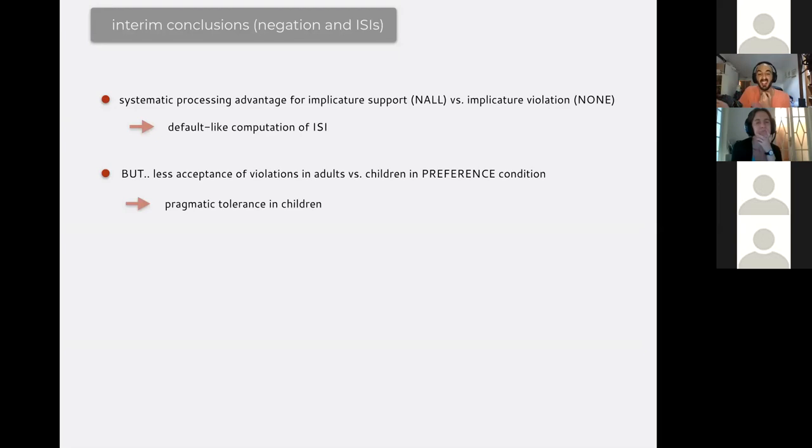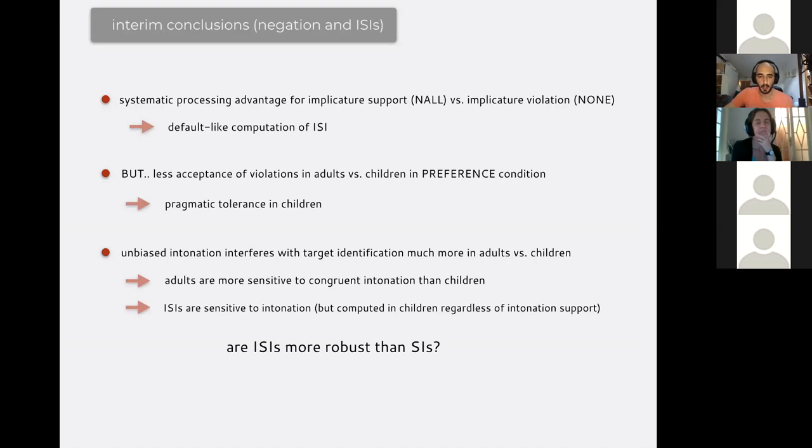So, basically, we see that children are tolerant to pragmatic violations, as found in many, many studies. And also that unbiased intonation interferes with target identification much more in adults and children. Okay. So are indirect implicatures more robust than direct scalar implicatures? That's what we are going to ask right now.